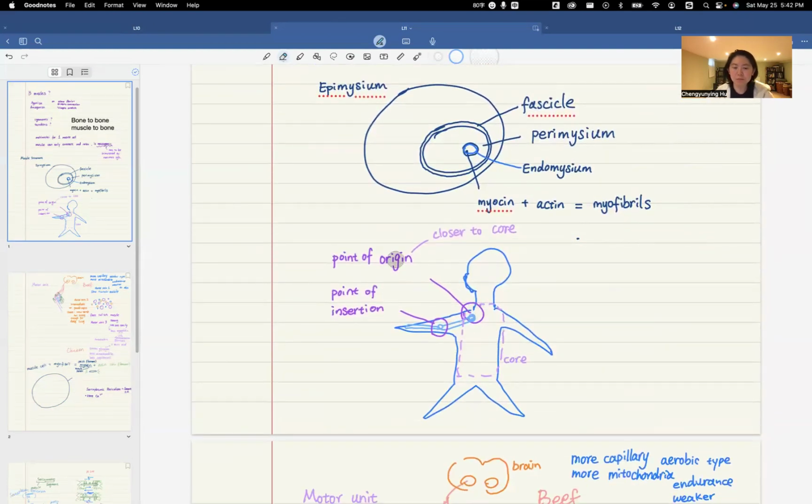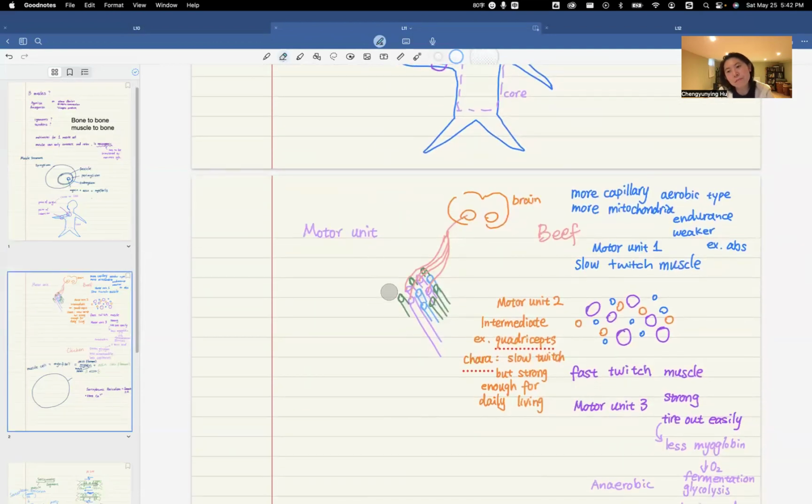Okay, so here the point of origin is always the one closer to the core, and the point of insertion is the one further away. This one you need to know for the exam.